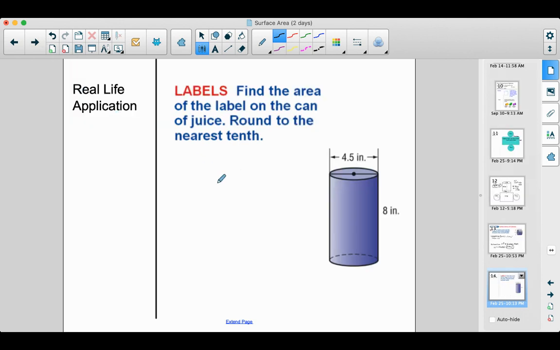All right, why don't you try this one? I'll pause the video when you got the answer. Hit resume and see if you got it right.